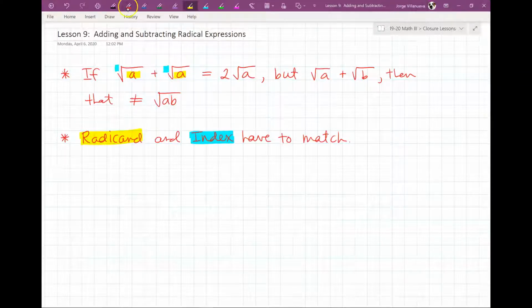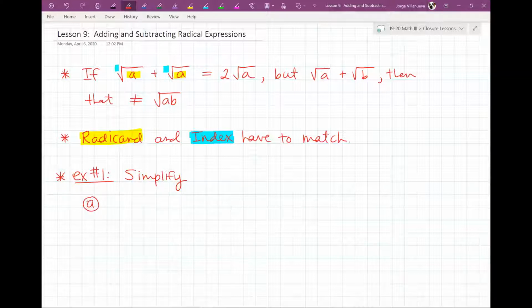So let's go ahead and start off. We only have 5 examples. This is going to be relatively quick, maybe not too fast, but relatively quick. We'll see. So example number 1, what we're going to do here is, all of them we're just going to simplify.